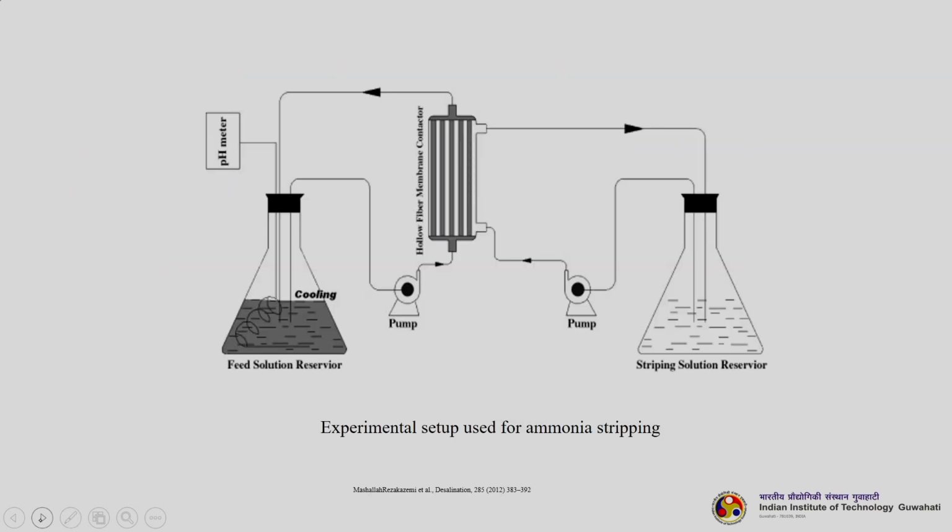So, it is a very simple schematic of this separation for ammonia stripping. Here you can see the feed reservoir. Cooling is provided because an exothermic reaction happens. You pump it to the hollow fiber membrane system, HFMC. Then this is the stripping solution, and whatever comes out after passing through it is mostly retentate, so it is again recycled to the feed tank.